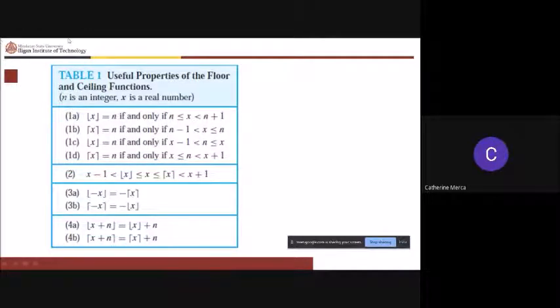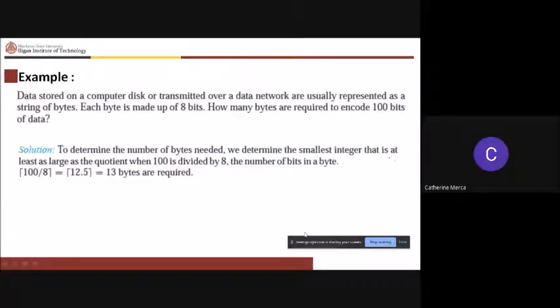So from this property, then you can take the value. So for example, let's have the following. Data stored on a computer disk or transmitted over a data network are usually represented as a string of bytes. Each byte is made up of 8 bits. How many bytes are required to encode 100 bits of data?